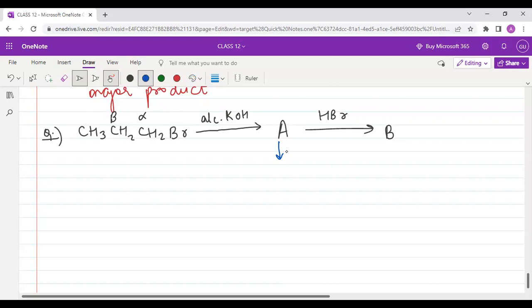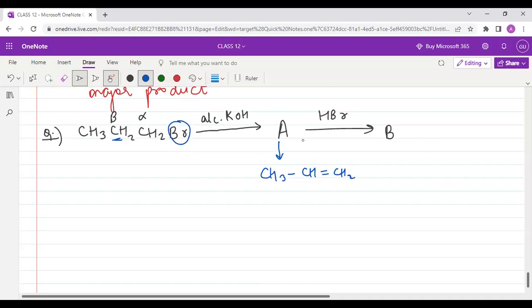Okay. For A, I got CH3, CH, and then double bond CH2. It's an alkene. Because I told you just now that whenever we heat haloalkane with alcoholic potassium hydroxide, we'll get alkene. So from here you'll remove this bromine atom, and from the beta carbon you'll remove hydrogen, right? Now this is the reaction with HBr.